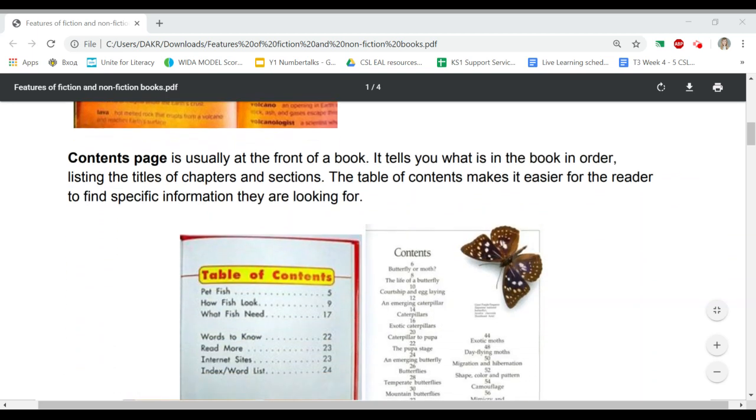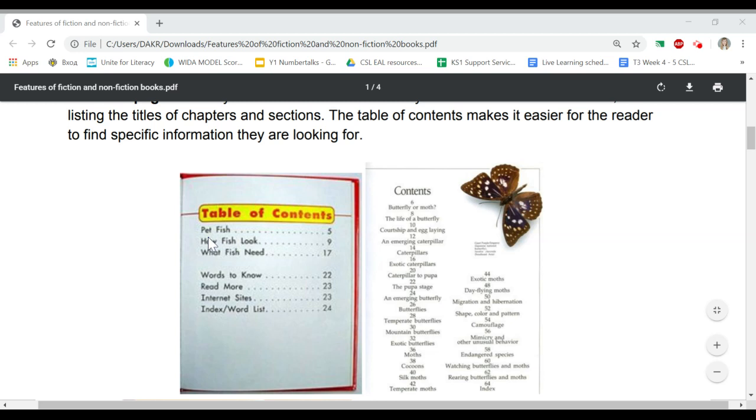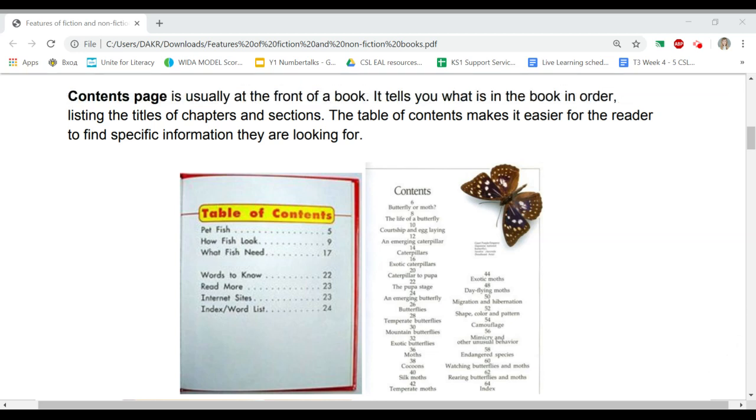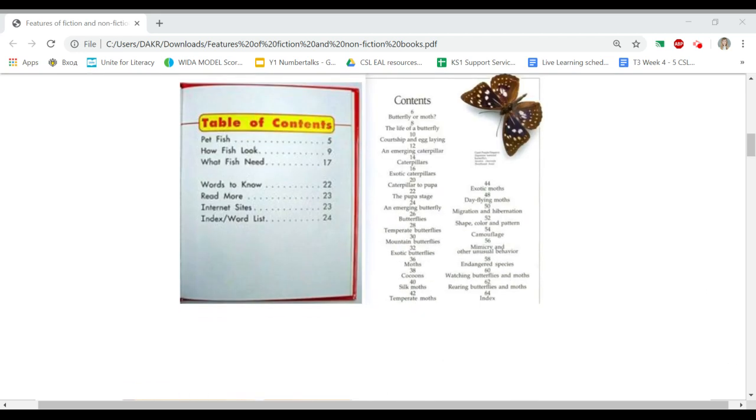The next one is contents page. It is usually at the front of a book. It tells you what is in the book in order, listing the titles of chapters and sections. The table of contents makes it easier for the reader to find specific information that they're looking for. For example, I could find the information about life of a butterfly if I look here on page number 8. That's how you usually use this feature.